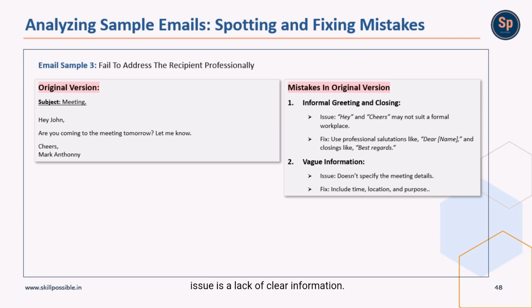Another issue is the lack of clear information. The email mentions a meeting but doesn't include important details such as the date, time, location, or purpose. This can lead to confusion and unnecessary follow-ups.